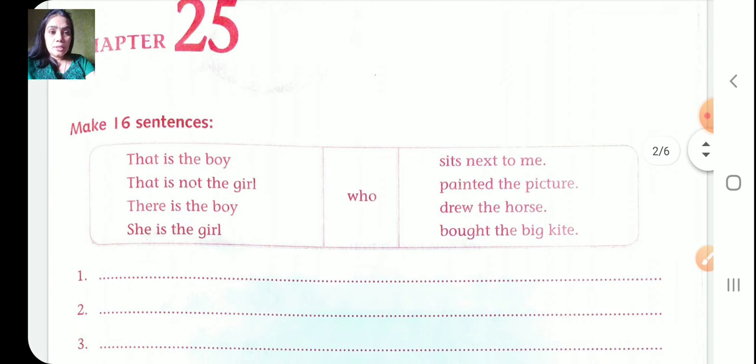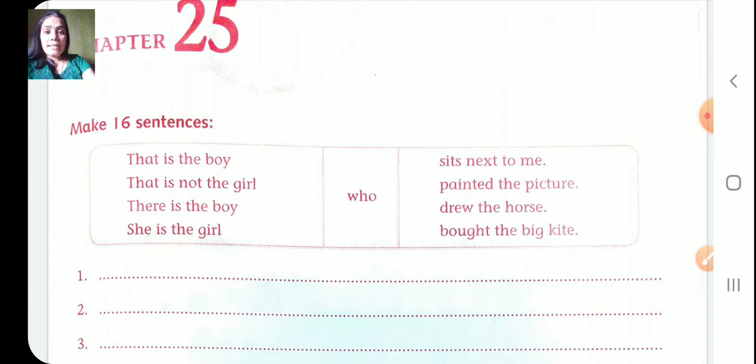Now here the table is given, and the question is: make 16 sentences. So you are going to make 16 sentences using this table. Okay, now here we have three columns. So I'm going to read and show you the first column.